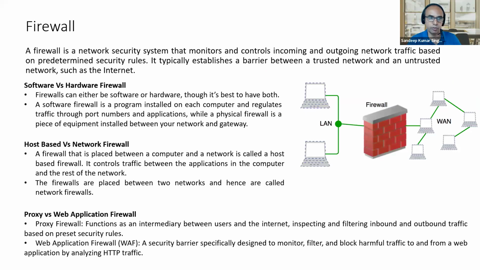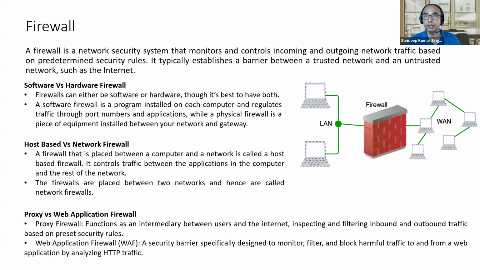Now, moving on to the firewall, right? A firewall is a network security system that monitors and controls incoming and outgoing network traffic based on predefined security rules. It typically establishes a barrier between a trusted network and an untrusted network. So you remember earlier we discussed that all the internal websites and intranet are considered the trusted zone of an organization. Outside that, you need to have internet connectivity as well. That is considered the untrusted zone. So the firewall can sit between the trusted zone and the untrusted zone, and it can monitor and control the traffic.